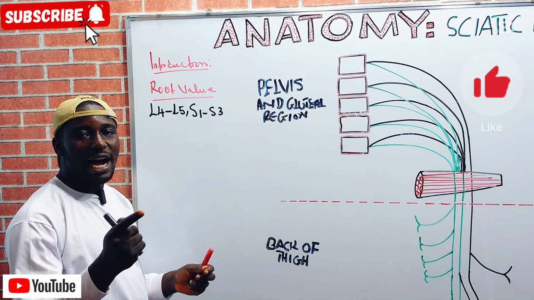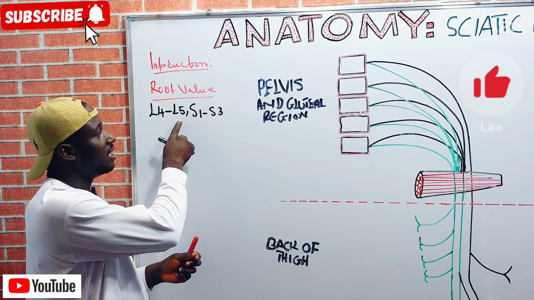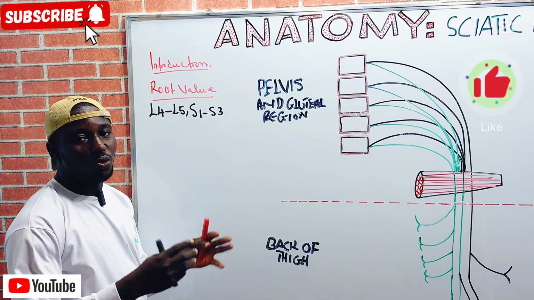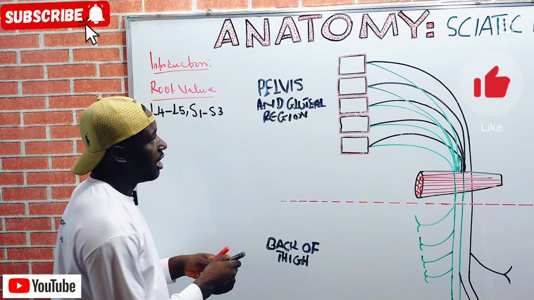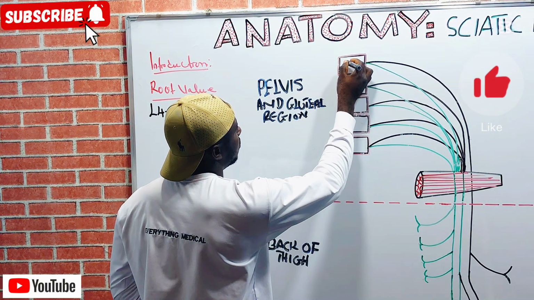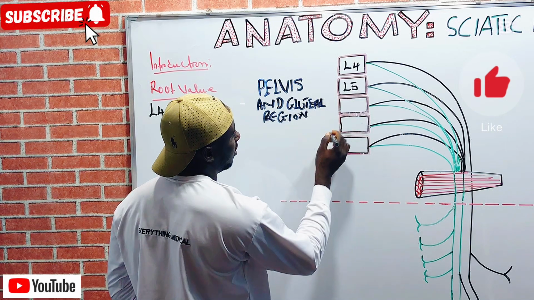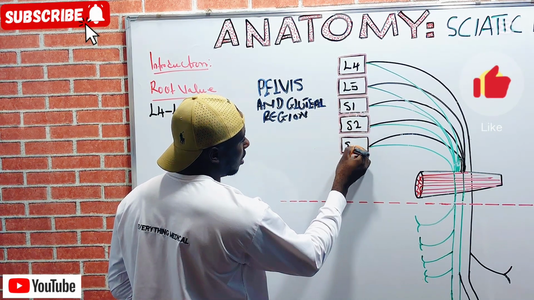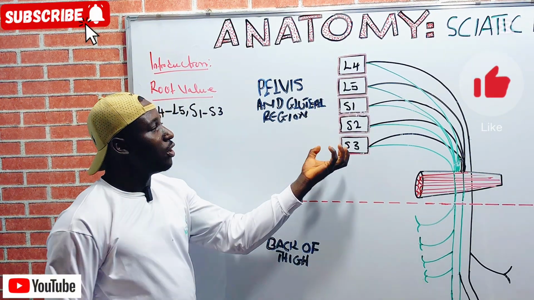The lower two lumbar spinal nerves and the first three sacral spinal nerves: that is what forms the root value of the sciatic nerve. As you can see here, we have the L4, L5, S1, S2, and S3. So these are the root values of the sciatic nerve.